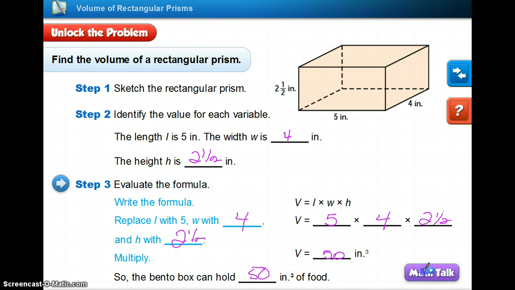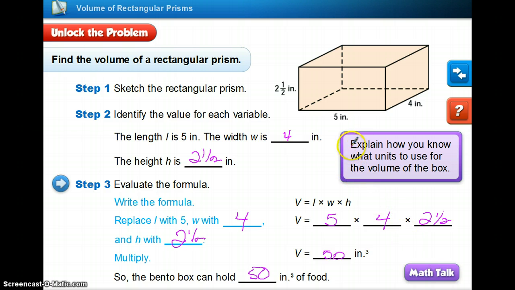On your reply, I'd like you to answer, explain to me in the reply how you know what units to use for the volume of the box. Okay, try and tell me if you can answer that.